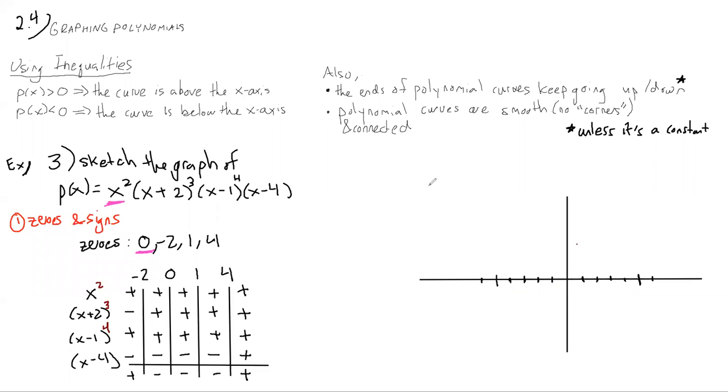All right, so I've got my table set up. I don't really care about the y-axis. I'm going to do my graph now, and I'll just follow the same order as before. Always start with those features that you know. So we'll start with our zeros at 0, -2, 1, and 4.